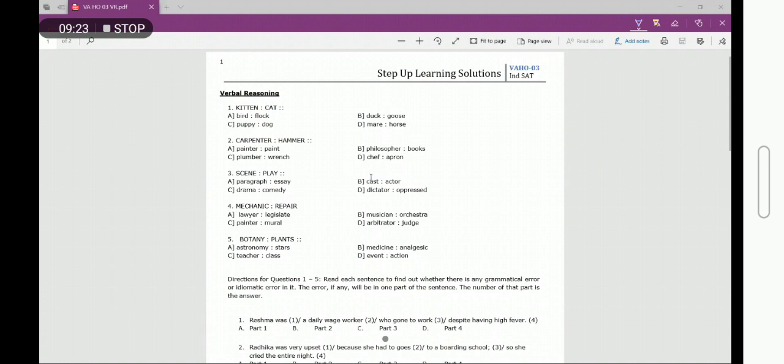Okay, so I hope all of you can see my screen. Can you see the verbal reasoning? Bird, flock, puppy, dog, goose, mare, horse. Do you want me to make it big?